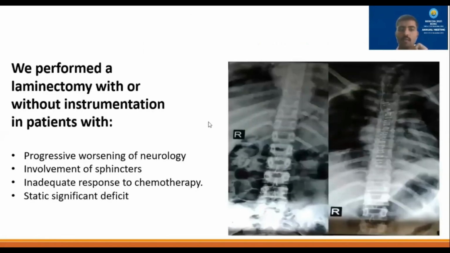We performed a laminectomy with or without instrumentation in patients with progressive worsening of neurology, involvement of sphincters, inadequate response to chemotherapy, and those with a static significant deficit.